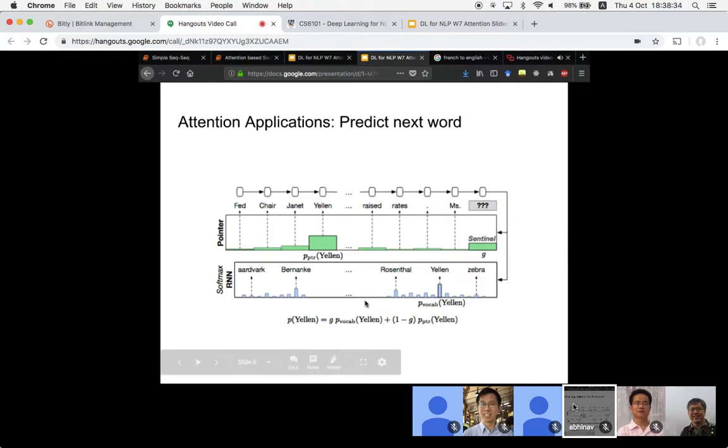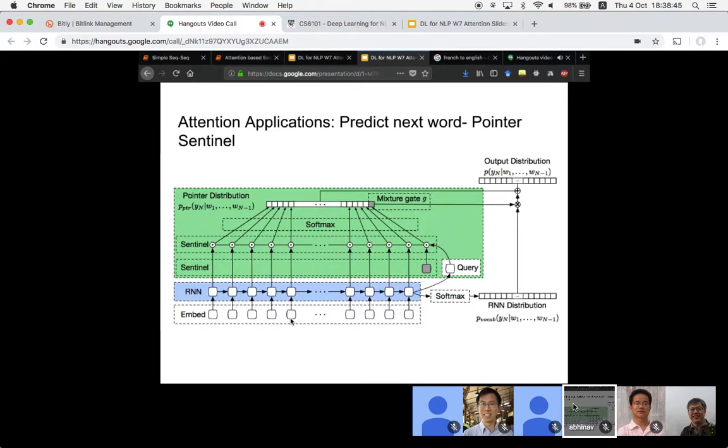And so you just use this joint probability, and you can predict the probability of the yellow. So this is a flow graph of this model, and you can see that the bottom part is the original RNN model. It takes all the previous hidden states, and at the last one you get one hidden state, and you use the softmax to get the probability distribution.